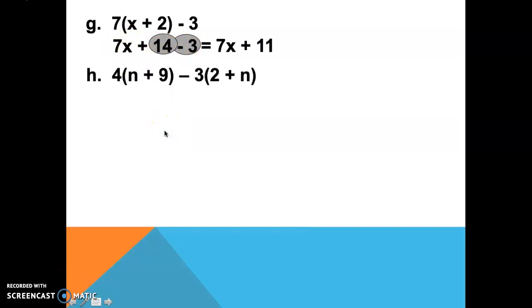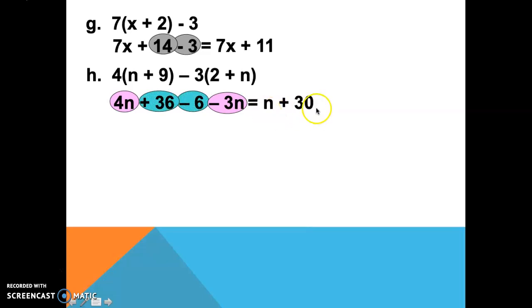All right, h. We are going to distribute the 4 to the n and the 9, and then distribute the negative 3 to the 2 and the n. So 4 goes to n and 9, and negative 3 goes to 2 and to n. Now combine like terms. I have 4n, I have negative 3n, I have positive 36 and a negative 36, which will give me n plus 30.